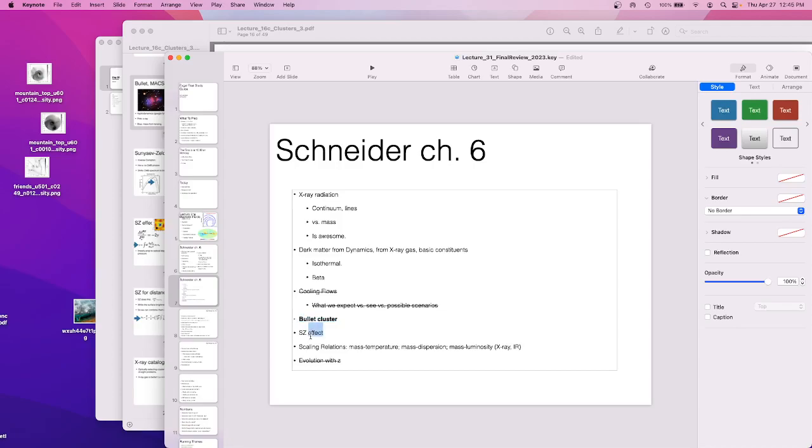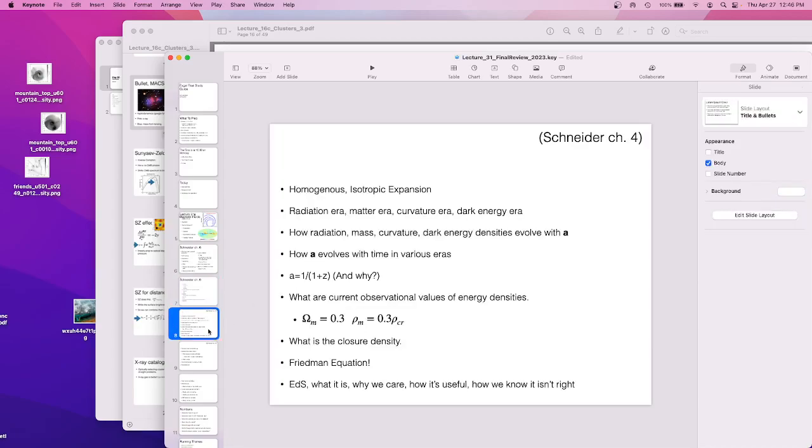Learn about the Sunyaev-Zeldovich effect. Hot electrons heat up the sea of CMB photons, which is really cool. Be familiar with the scaling relationships. There's only a couple: mass-temperature, mass-dispersion, mass-luminosity. And there's two of those: an X-ray luminosity and an infrared luminosity. So be familiar with those and what they are.